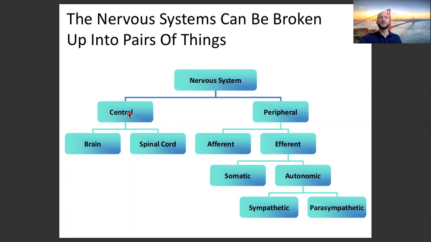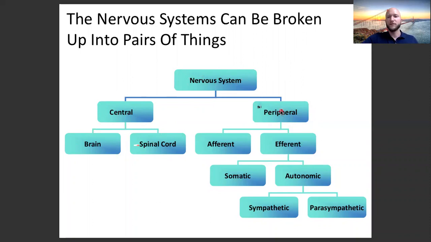Let's go down the central nervous system path first. The central nervous system has two components: your brain and your spinal cord. Your brain and your spinal cord together make up your central nervous system. Now, let's go down the peripheral nervous system.